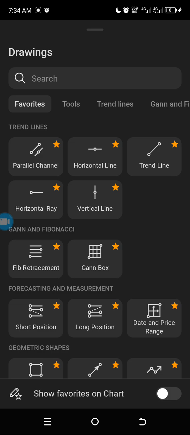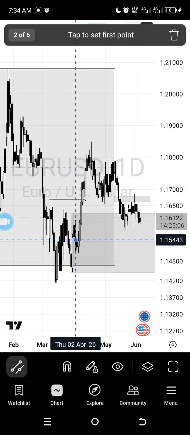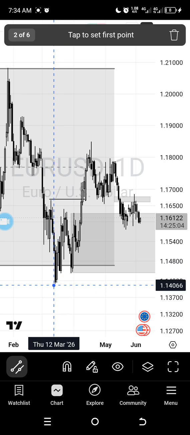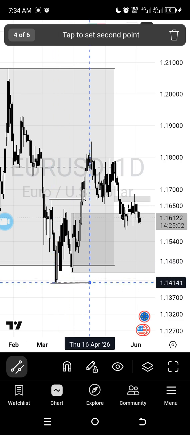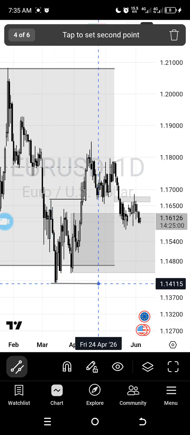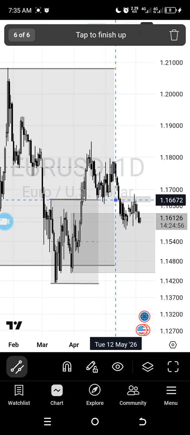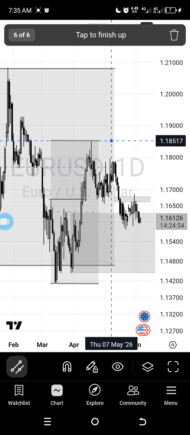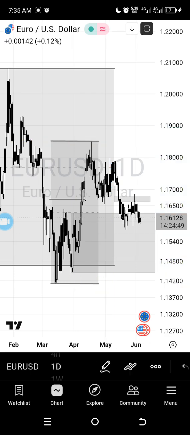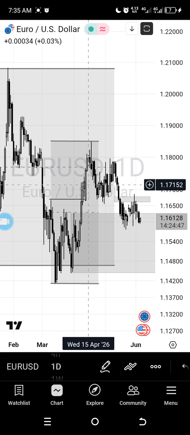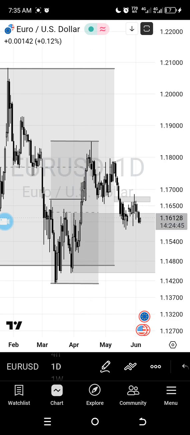What we are going to do right now is to map up our dealing range. And you guys know a dealing range is made up of a premium and a discount. For a bullish dealing range, the upper part is our premium and the down part is our discount.